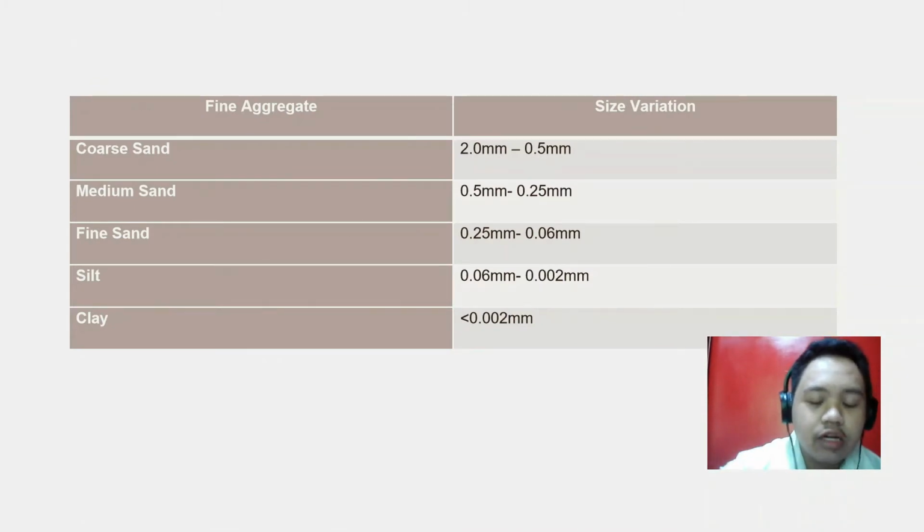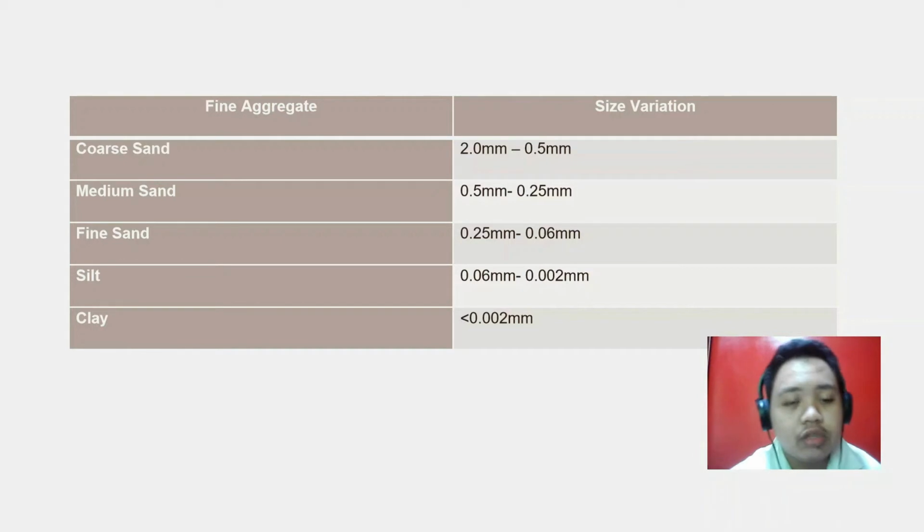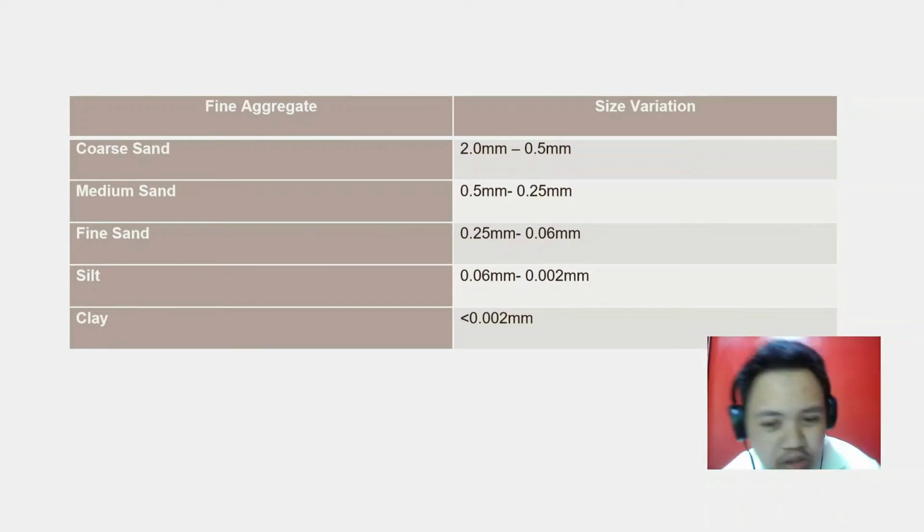Here are the size variations. First we have the coarse sand, which has a size of 2.0mm to 0.5mm. The medium sand is smaller, at 0.5mm to 0.25mm. Smaller still is the fine sand, at 0.25mm to 0.06mm in size. Next is the silt, at 0.06mm to 0.002mm in size.